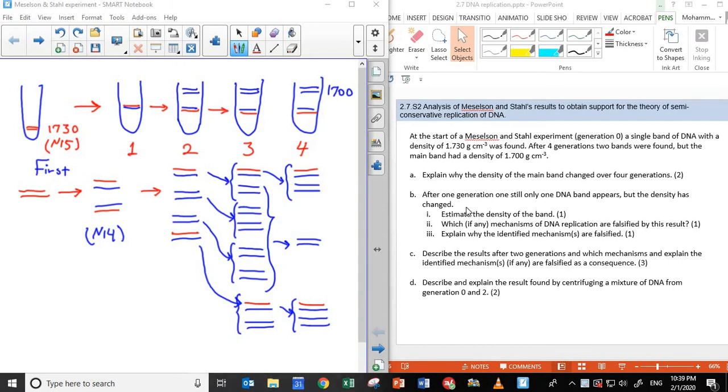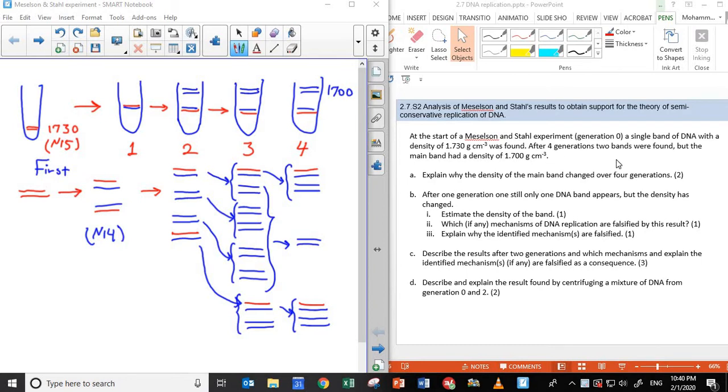In this video, we are going to answer the question. So let's read the question together. At the start of a Meselson and Stahl experiment in generation 0, which is here, a single band of DNA with a density of 1.730 gram per cubic centimeter was found. This is the unit for density.